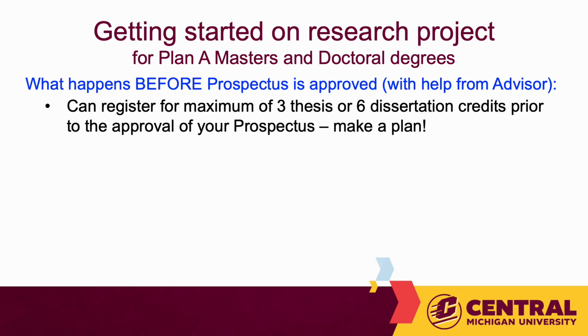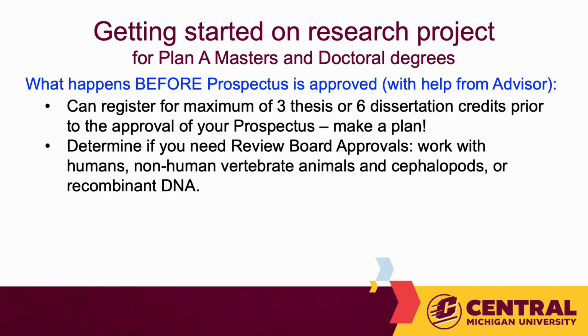So make sure you have a good plan, don't procrastinate, get that prospectus written and approved by your committee so that you're able to register for the courses you need to take. You'll also need to determine if you need approvals from any of our review boards. So these are the kind of boards that exist on all campuses. If you're working with humans or non-human vertebrate animals and cephalopods or recombinant DNA, you're going to need certain approvals from either IRB or IACUC or the IBC boards. And it's really important to start thinking about who's going to be on your committee. You don't have to do that right away, but sometime, usually by the end of the first semester, that's a discussion you'll be having with your advisor.